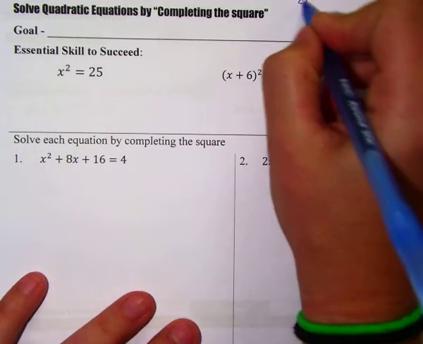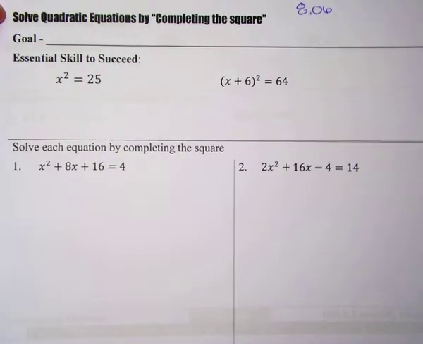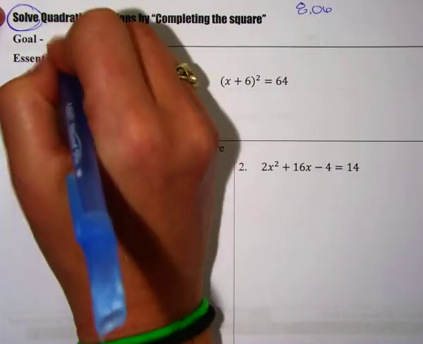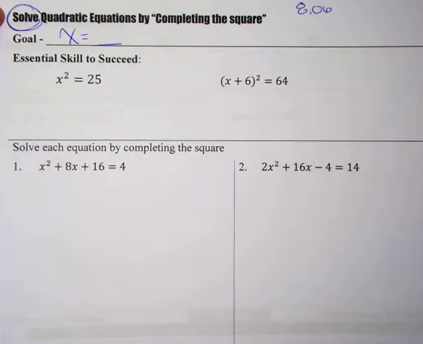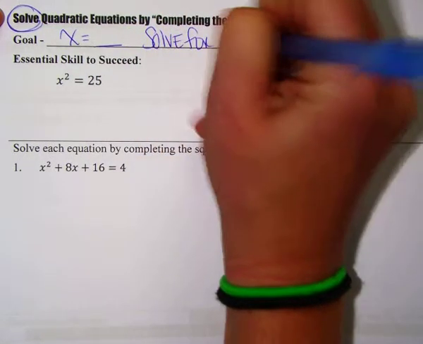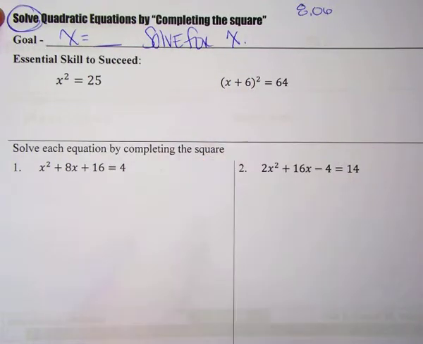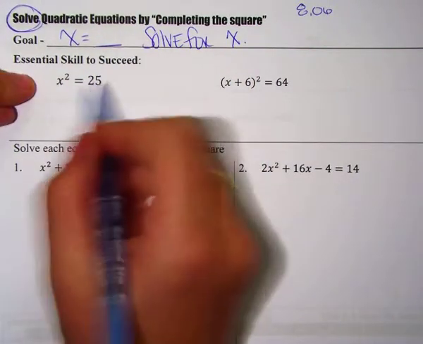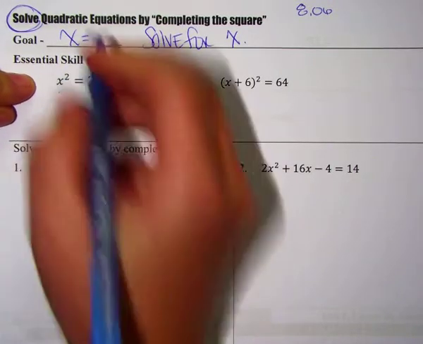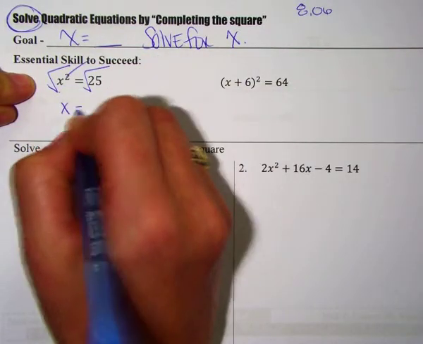Okay, this is 8.06, which is part 2, where I'm actually going to be solving quadratic equations by completing the square. So anytime you see this word solve, your goal is to get x equals, right? Your goal is to solve for x. So everything that we do is so that we can isolate x. The one thing that we need in order to do this, we need to remember that if we're solving for x here, right, we can square root both sides in order to cancel out the x squared.